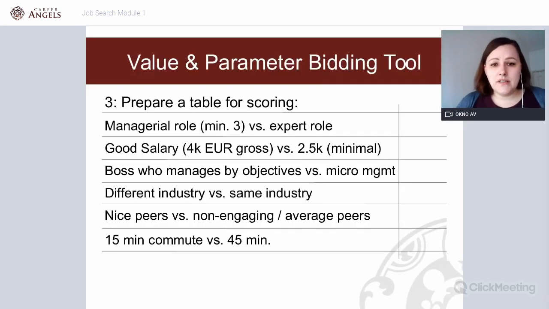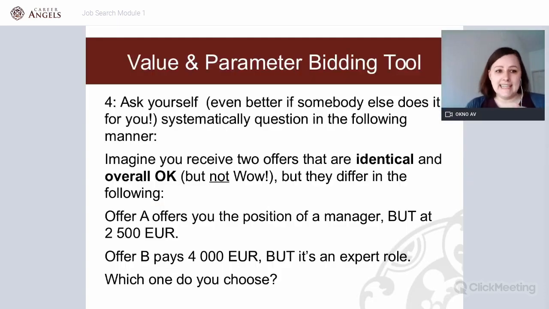Now, in the third step, you then prepare a table for scoring. So you add them onto a table, and then you go one by one. My recommendation is also not to do it on your own, but with somebody. You ask yourself a lot of questions in the following structure. Imagine you receive 2 offers that are identical and overall okay, but not wow. But they differ in the following. Offer A offers you the position of a manager, but at €2,500. Offer B pays €4,000, but it's an expert role. Which one do you choose?